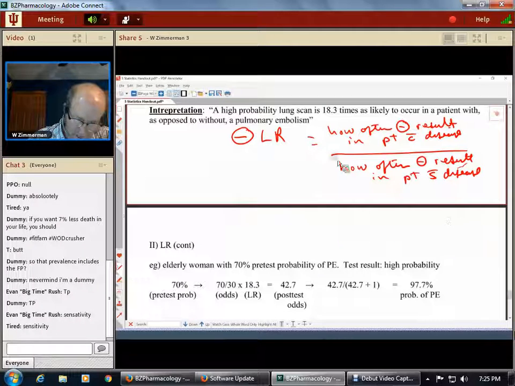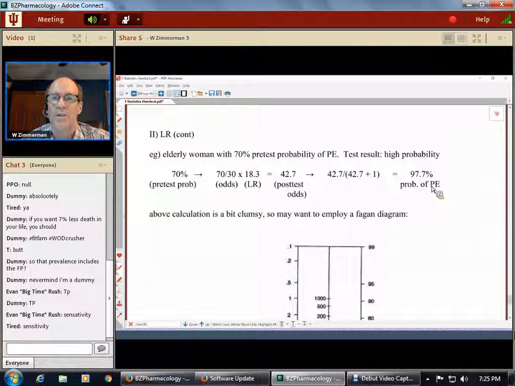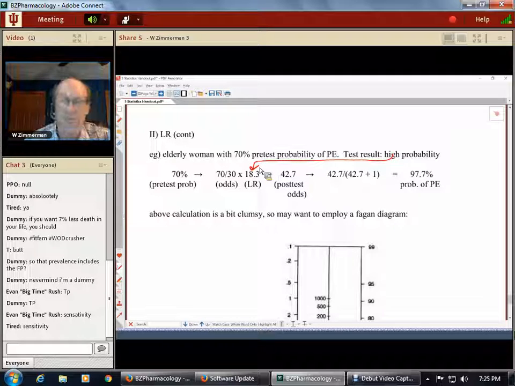But continuing on with this, say we've got an elderly woman, and you guys do your workup on her, and you're very suspicious of a pulmonary embolism. 70% in your mind. Pretest probability 70%, and the test result is high probability. Well, if it's a high probability, that's going to give us our 18 on the previous page. 70% pretest probability, those are 70 to 30 odds. Well, you multiply 70 over 30 times 18.3, you get 42.7.